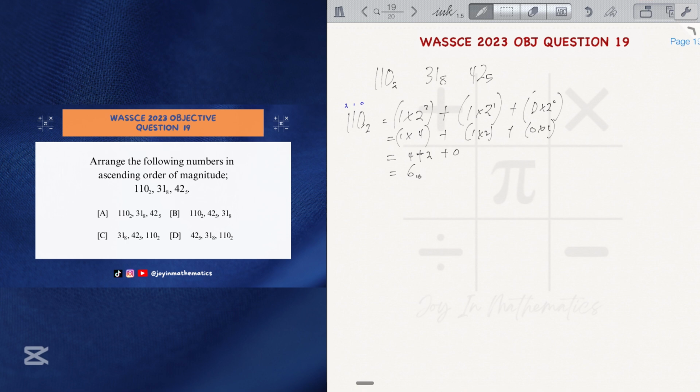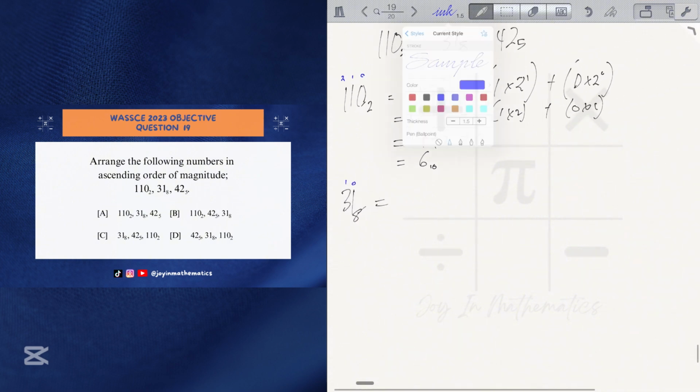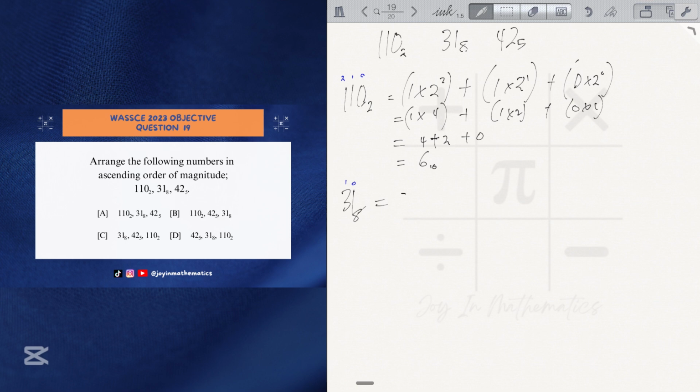Moving on, let's convert 31 base 8. This is simple. All we have to do is put in the powers there, 0 and 1. So let's do this now together. This will give us 3 multiplied by 8 to the power of 1, plus 1 multiplied by 8 raised to the power of 0.